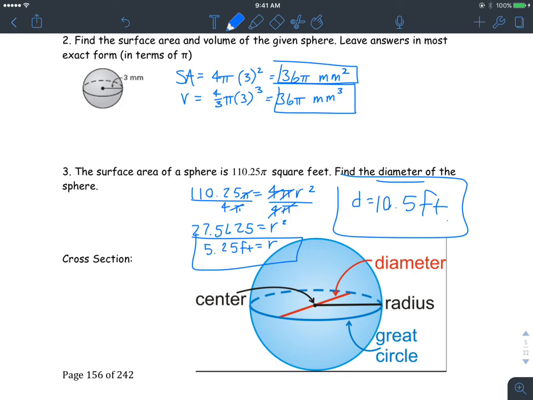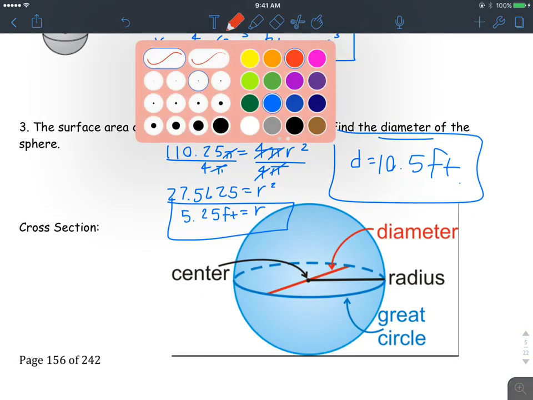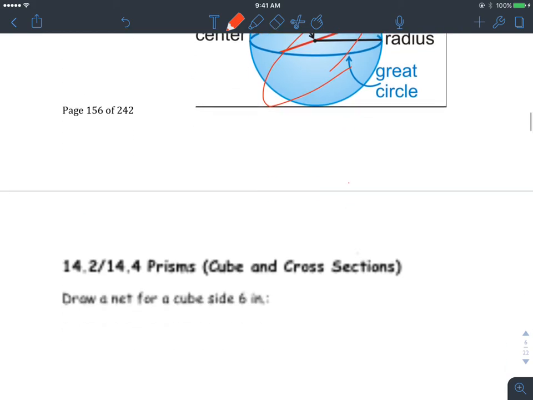As far as a cross section for a sphere, it doesn't really matter where you do it. Any plane that you get to intersect a sphere will always make a circle no matter where you do it. That is it.